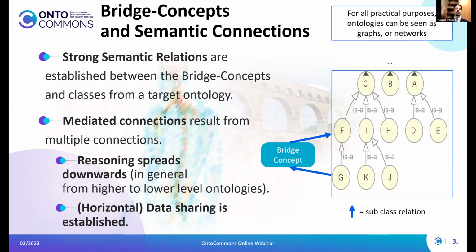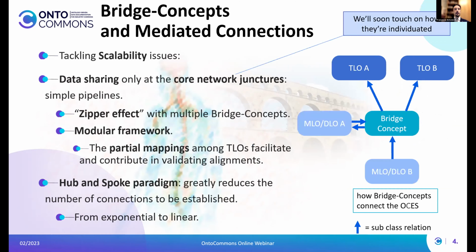Given connection with multiple ontologies, bridge concepts become pipelines, moving in a figurative sense individuals from one ontology to the other, thanks to the taxonomical relations transitivity. These simple connections spread the reasoning downwards and make data sharing possible. So there are both vertical and horizontal aspects in the resulting connections.